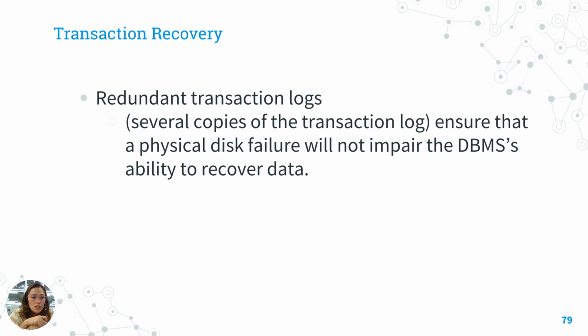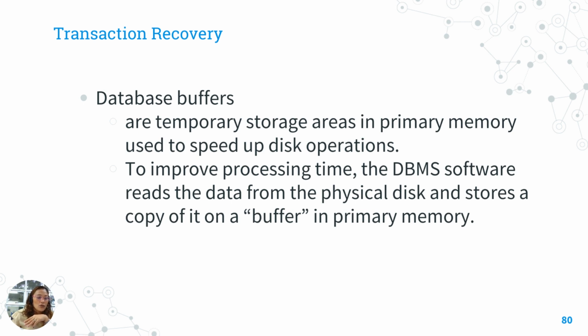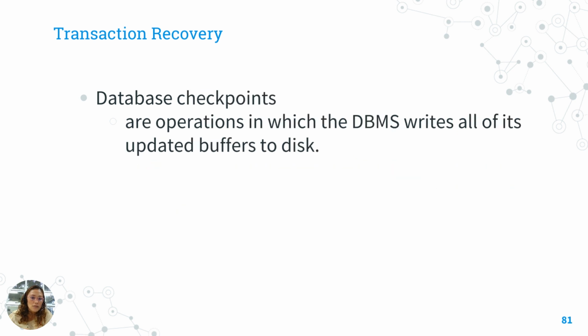Then we also have redundant transaction logs, meaning you have multiple copies of your transaction log. This ensures that in case of disk failure that is unrepairable, you can use another copy of your transaction log to recover your data. You also have database buffers. These are temporary storage areas in primary memory used to speed up disk operations and improve processing time. The database software reads the data from the physical disk and stores a copy of it in the buffer of the primary memory.